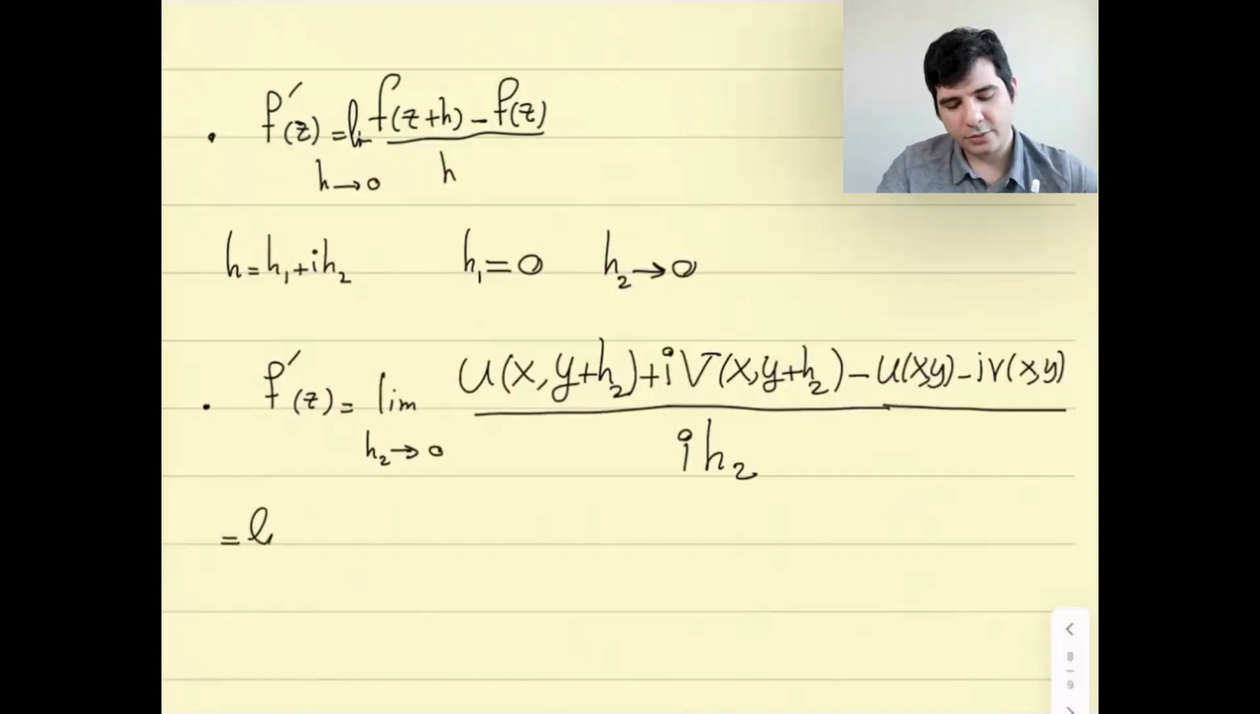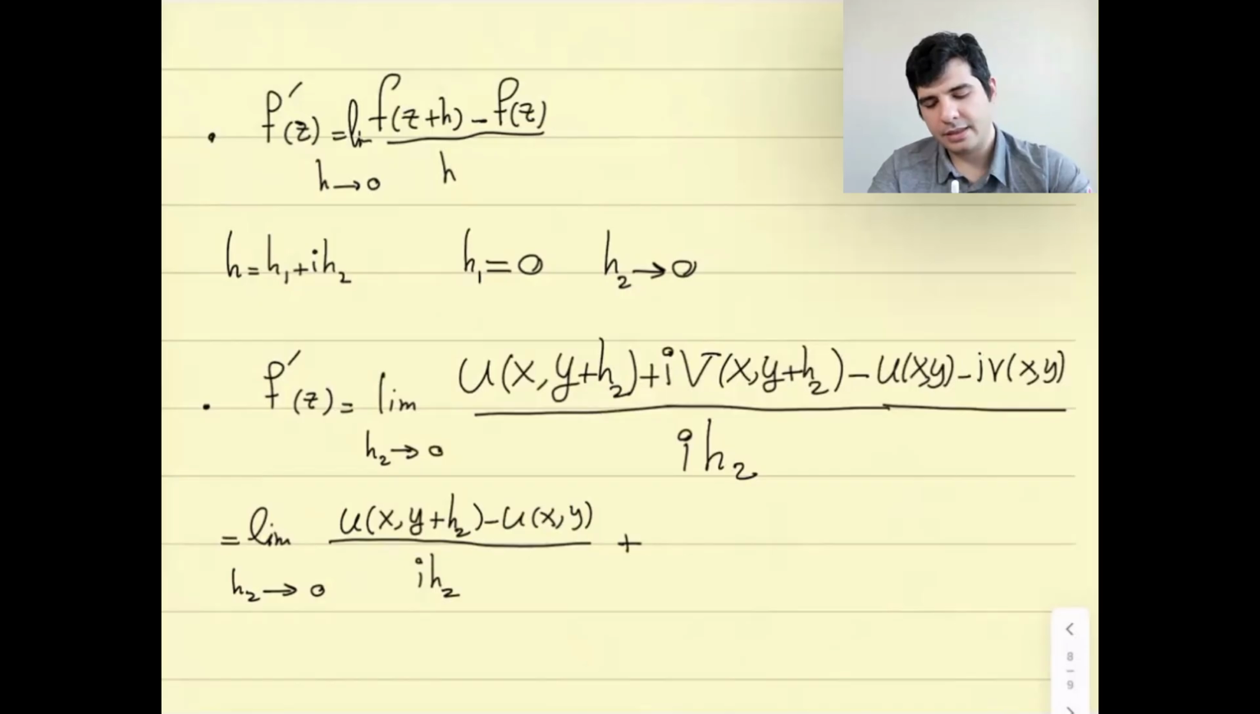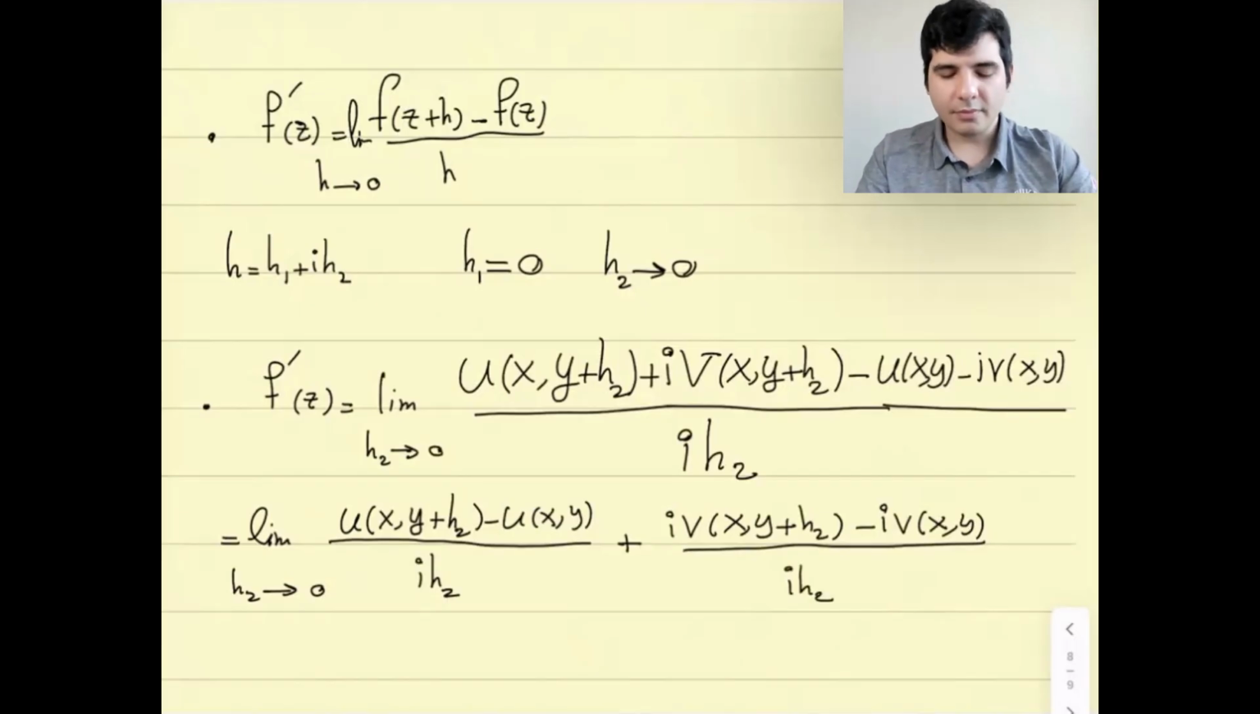And again, we break this into two parts. So there is u of x and y plus h2 minus u of x and y over ih2. And then there is iv of x and y plus h2 minus iv of x and y over ih2, right? Okay, great. So what is the value of each of these limits?